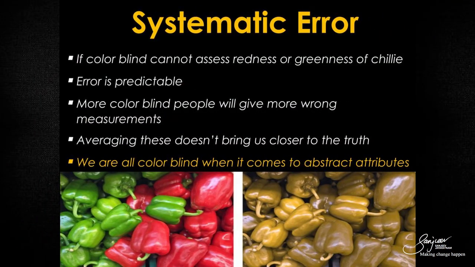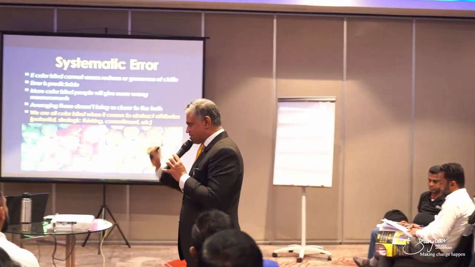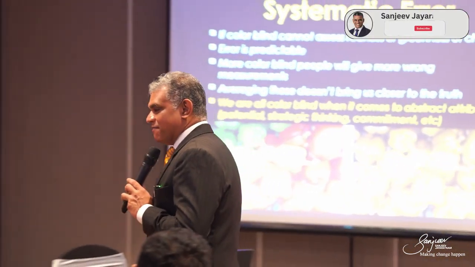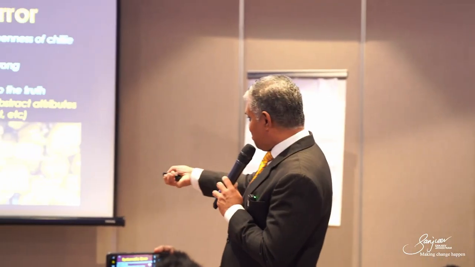All right? Understood so far? So when we average all of that, we still don't get any closer to the truth. So what's the learning here? We are all colorblind when it comes to abstract attributes like assessing people's potential, strategic thinking, commitment, curiosity. That's the learning. It is coming from some research done by two Harvard professors. So what does this mean? If Dilruk is asked, okay, assess someone on his potential, the way you assess him, and if I was to assess him, and if Irendra was to assess him, and if Shenal was to assess him, it's like four colorblind people trying to assess them.